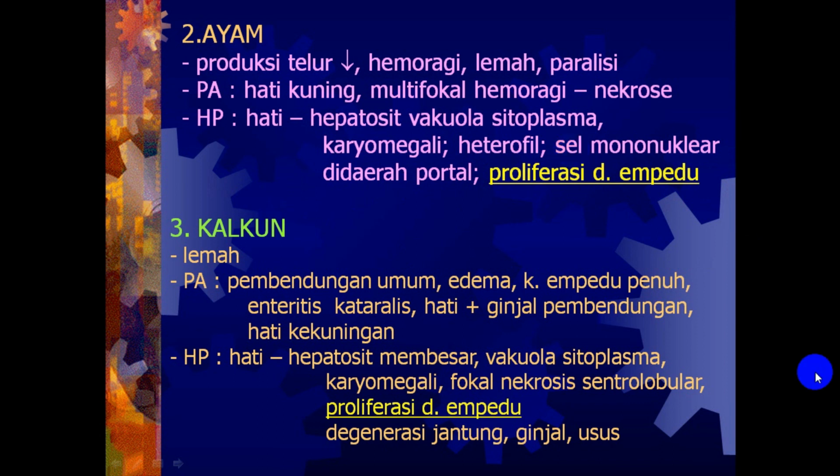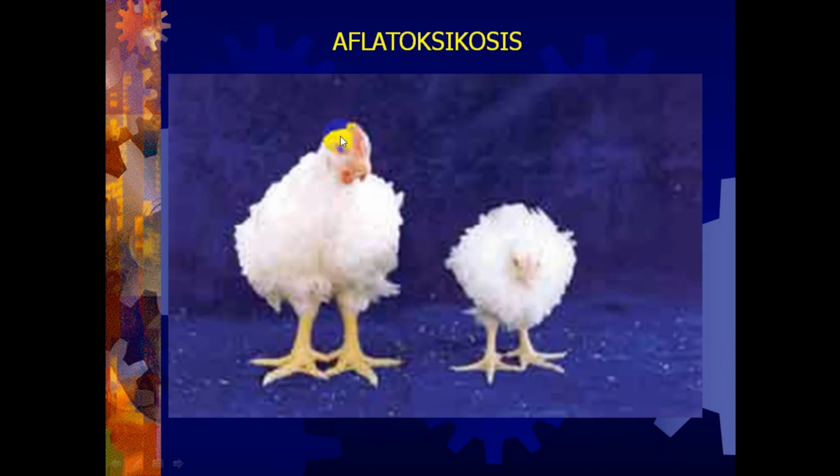Okay, in cases of turkey, similar things. Similar gross changes, similar histopathology will be found. So in turkey, clinical signs, gross changes, and histopathology are similar to changes found in ducks and chicken. Here is a normal chicken, and this is a chicken with aflatoxins of the same age. You can see the chicken affected with aflatoxicosis will be stunted. They will have a smaller size.